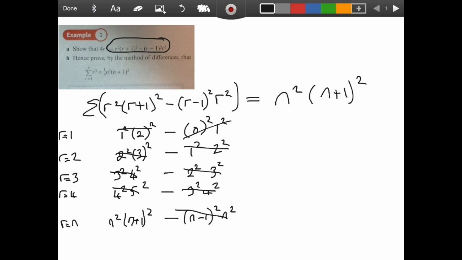Now, that is 4 lots of r cubed, and we want just r cubed. So we can finally write down that the summation of r cubed is equal to 1/4 of this expression that we've ended up with.